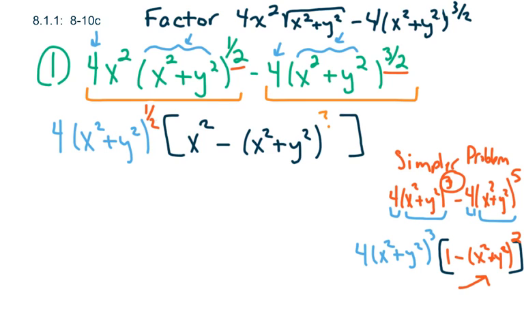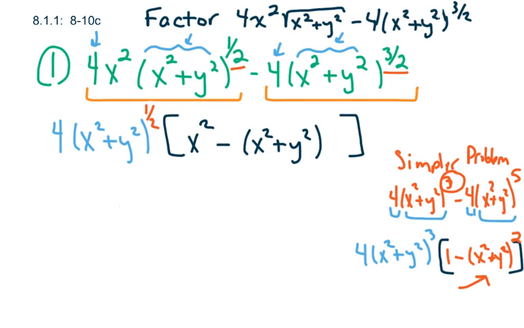I want you to think about that. So it started out as 3/2 as the exponent, and I divided out x squared plus y squared to the 1/2. Remember, what do we do with exponents when we're dividing something out? We subtract them. So 3/2 minus 1/2 is 2/2, which is just 1. So that's just going to be the first power.